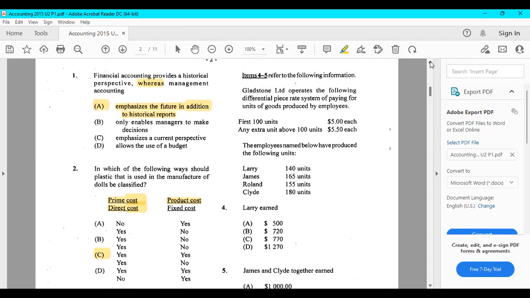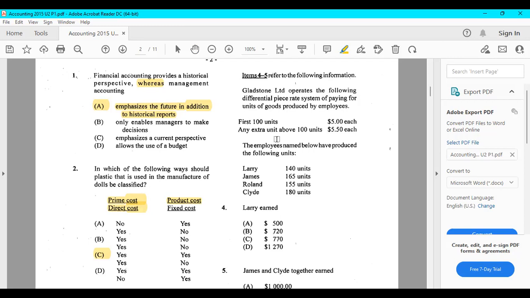Now, items 4 and 5 will refer to the following information. Gladstone Limited operates the following differential piece rate system of paying for units of goods produced by employees. First 100 units, $5 each. Any extra units above 100 is $5.50 each. The employees named below have produced the following units. It's Larry, James, Roland, and Clyde. How much did Larry earn?